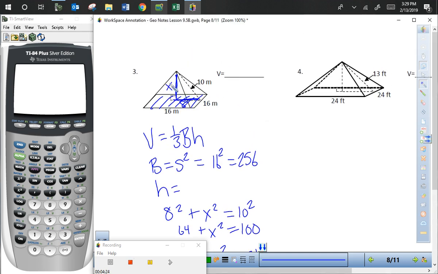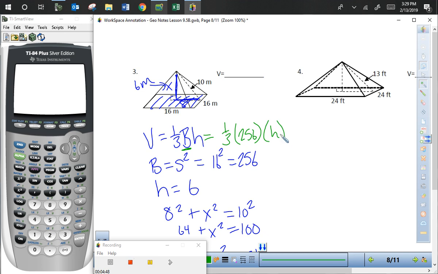So that for us goes in our triangle right here, but also gives us our height of our pyramid, which is going to be used in our formula. Alright, so now what we're going to do is take these numbers and plug them in right here. Okay, 1/3 stays. Big B comes next, and that was our 256. And then our height is last.